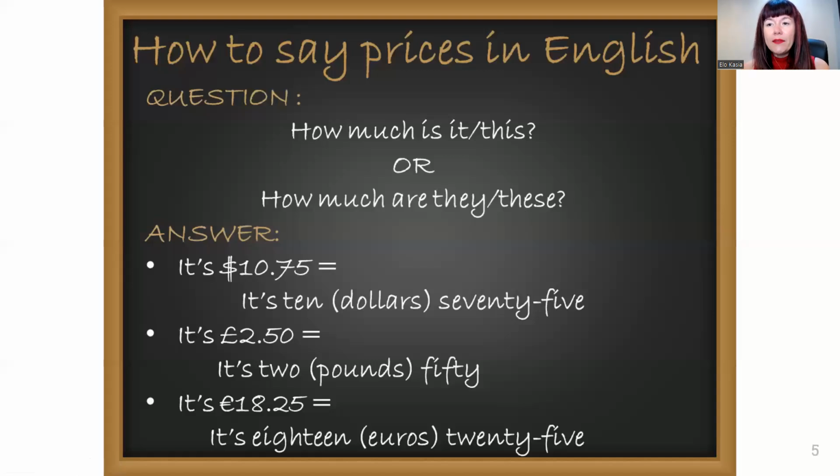So in this exercise, we'll have a look at how to say prices in English, because some students have problems with saying prices. So we are going to just have a look at how to say prices correctly. So the question, of course, is how much is it, or how much is this, or how much are they or these? If it's only one thing, you just say how much is this or how much is it.